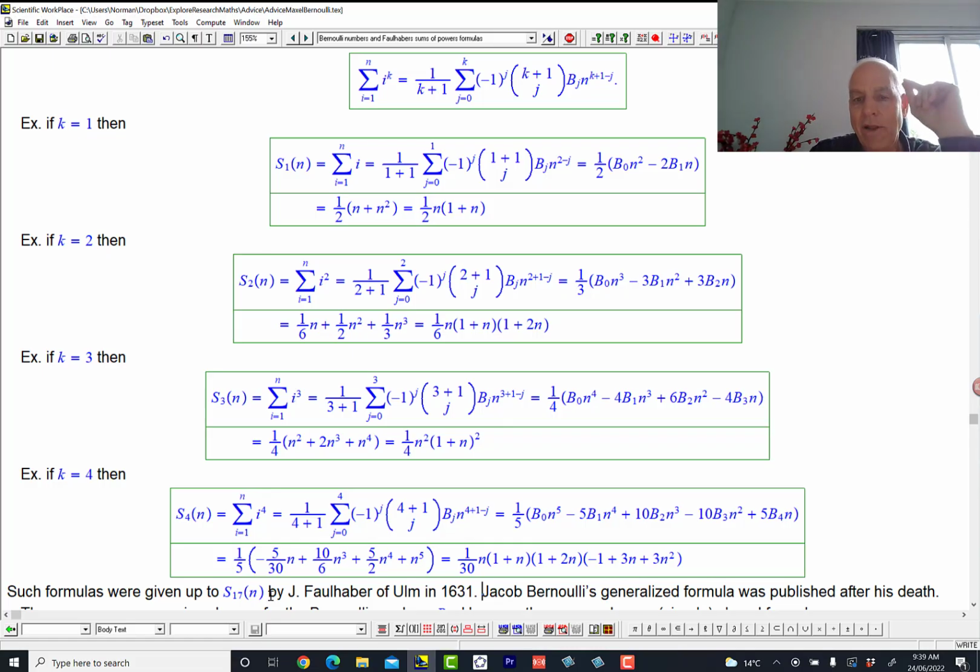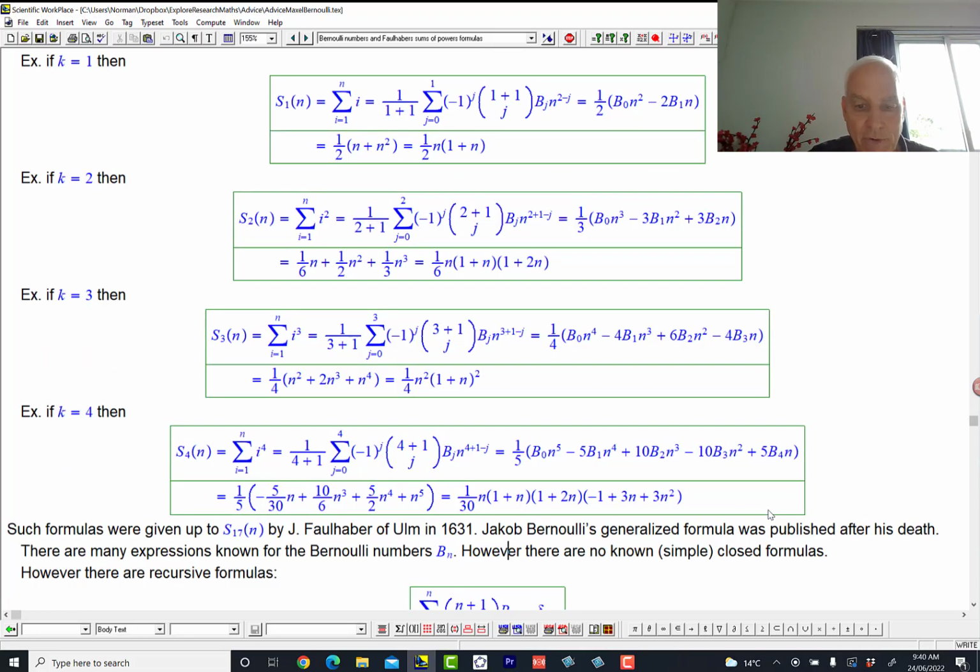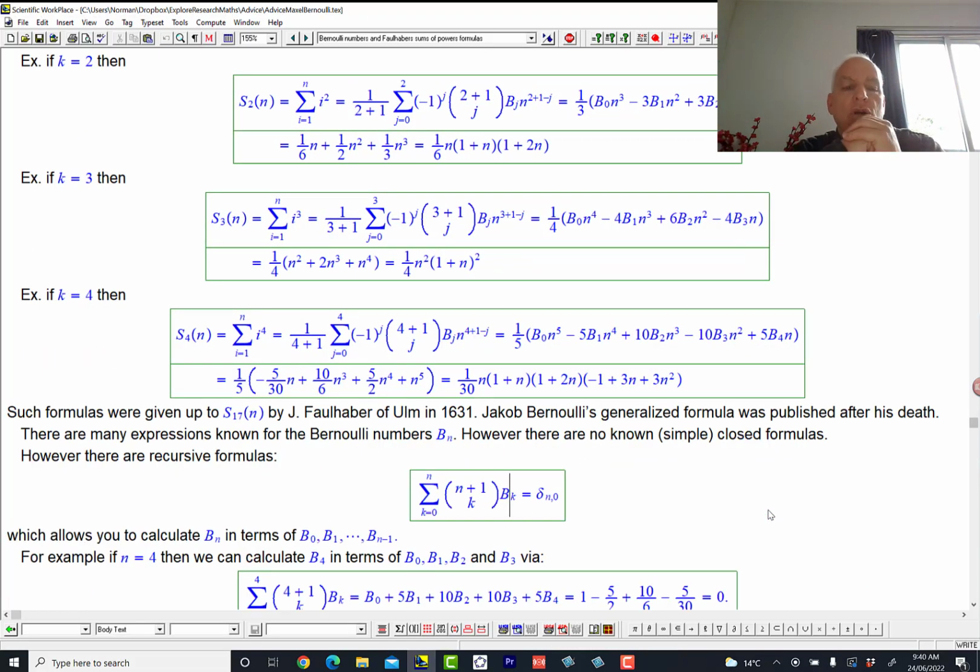But he didn't realize, as Jacob Bernoulli did, that there's a uniform way of writing these polynomials involving these curious Bernoulli numbers. So the formula is quite attractive at this stage, but all the complexity, in some sense, is in the actual Bernoulli numbers themselves. And as we've seen, they are rather unpredictable. So in terms of closed formulas for these things, there aren't any.